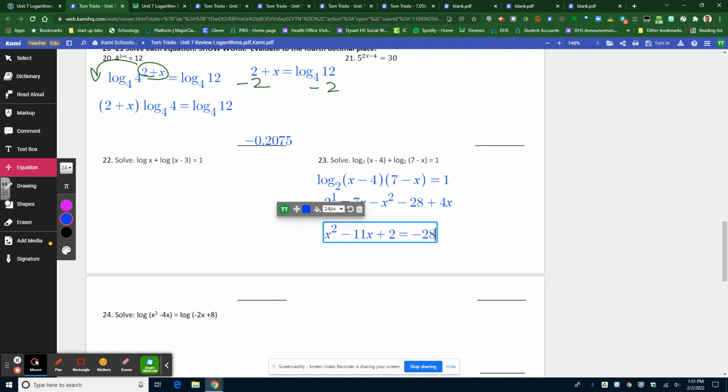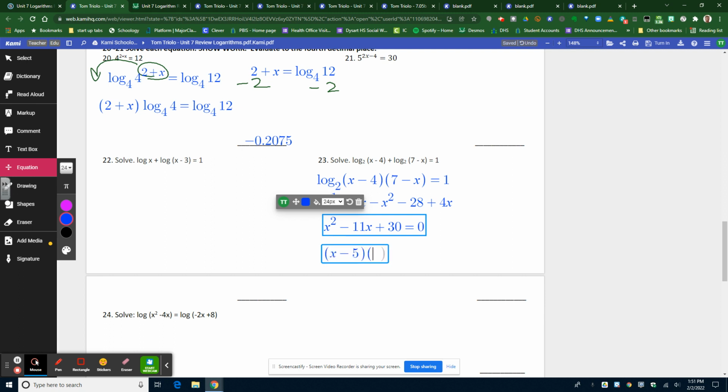If I add 28 to 2, I get 30. Oh dear, oh my, what am I to do now? Are there two numbers that multiply to be positive 30 and add to be negative 11? Okay, so I get x minus 5 and x minus 6. They're both negative. Yeah. Okay. So set it equal to 0, and then we check.